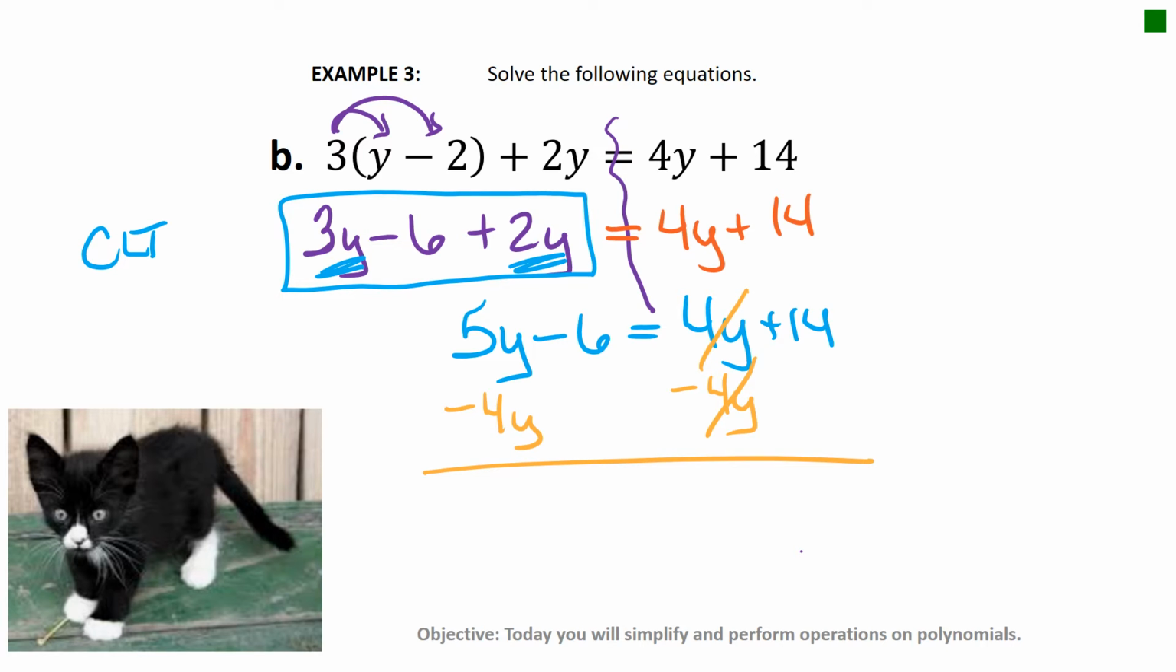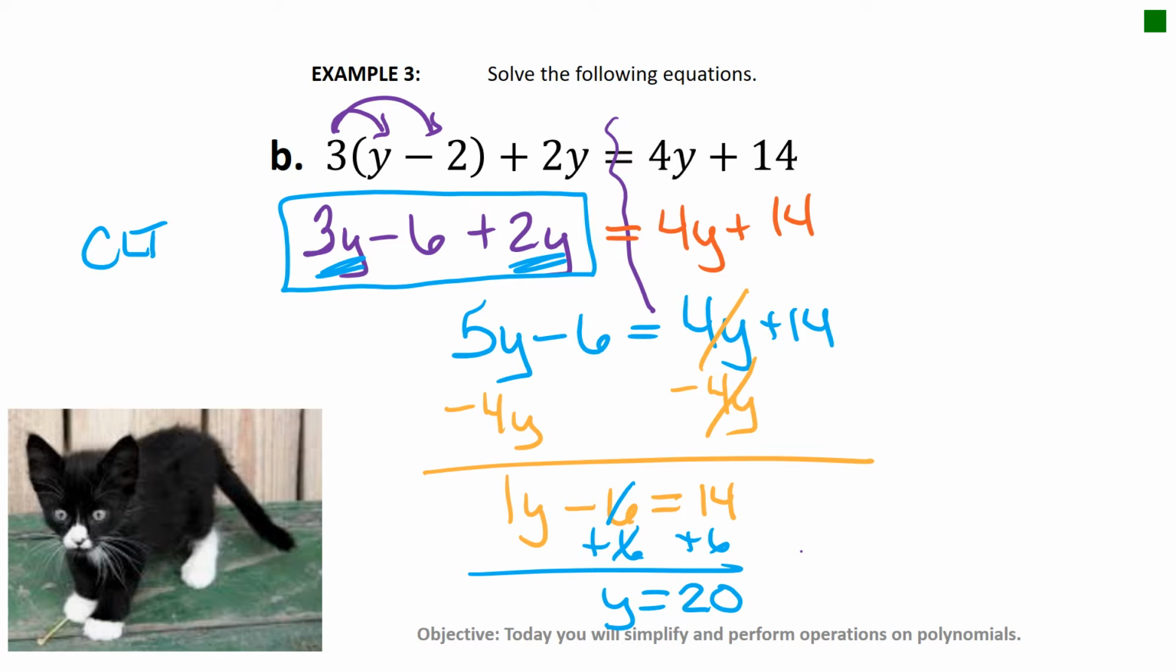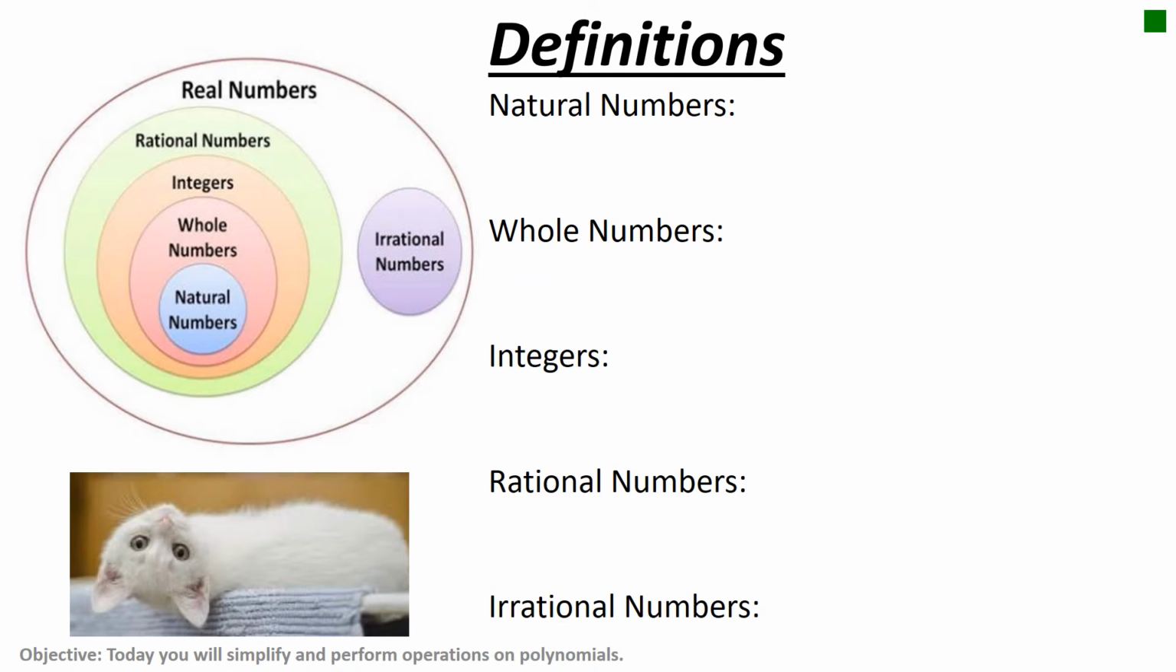Cancels over there. 5y minus 4y is 1y. We still have minus 6 equals 14. You're going to add the 6. So y is equal to 20. Why? We now know the answer, 20.